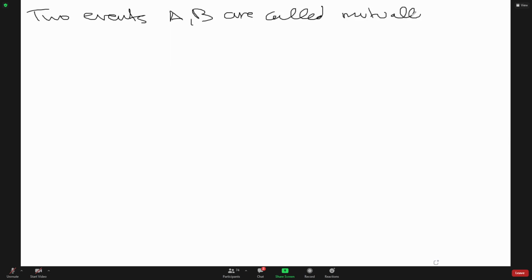So now, two events, A and B, are called mutually exclusive or disjoint if the intersection is the empty event, is empty.